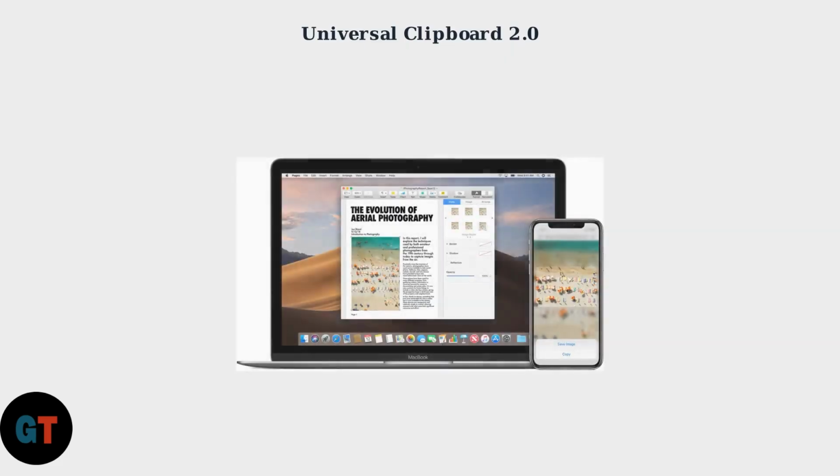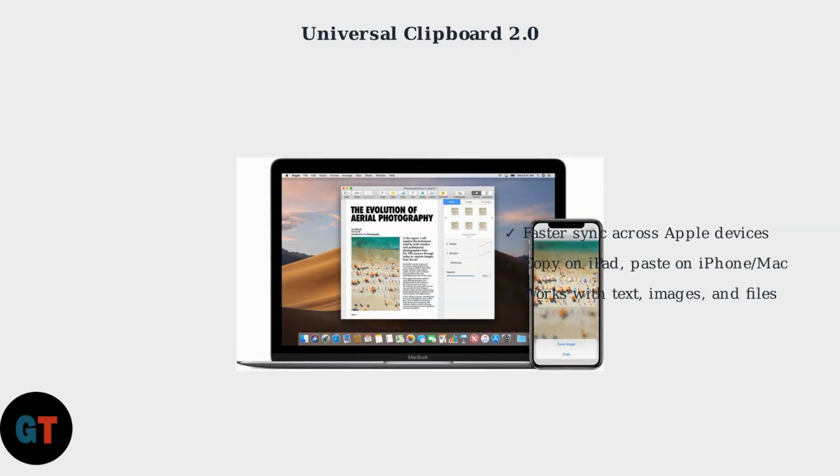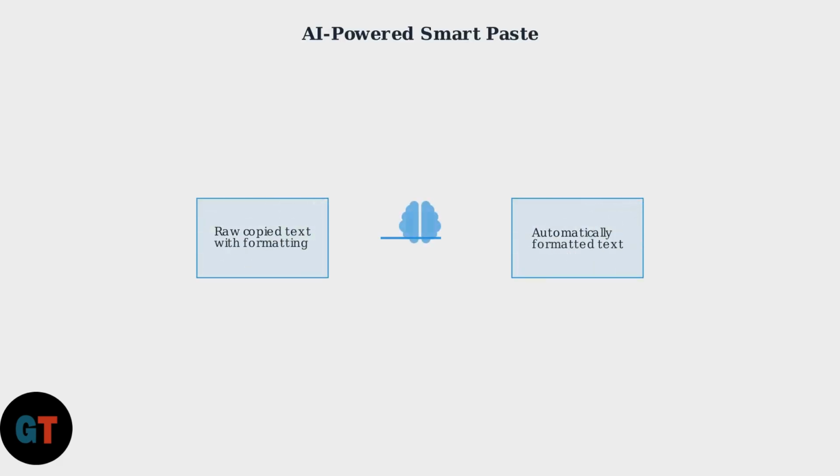iPadOS 18 introduces Universal Clipboard 2.0 with enhanced cross-device functionality. You can copy content on your iPad and seamlessly paste it on your iPhone, Mac, or other Apple devices with faster syncing. The new AI-powered Smart Paste feature automatically formats content based on the destination context. This means your pasted content will adapt intelligently to match the formatting requirements of where you're pasting.